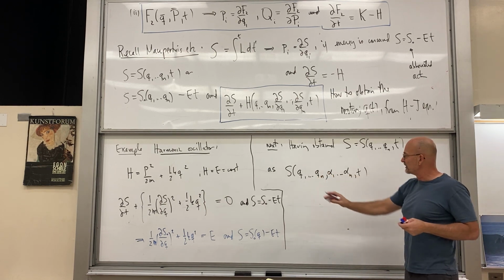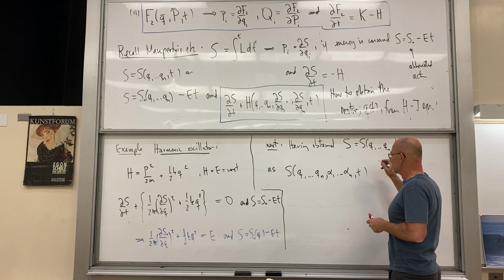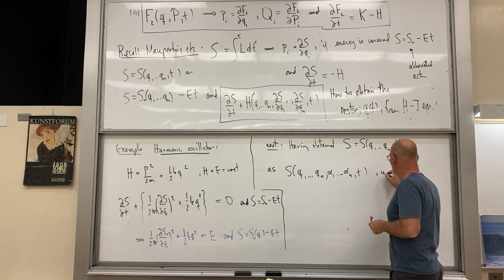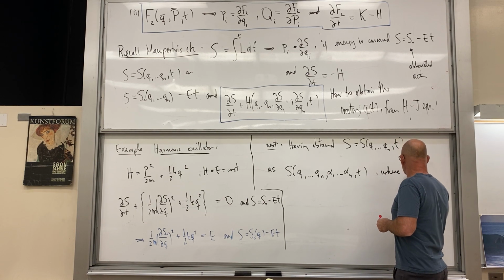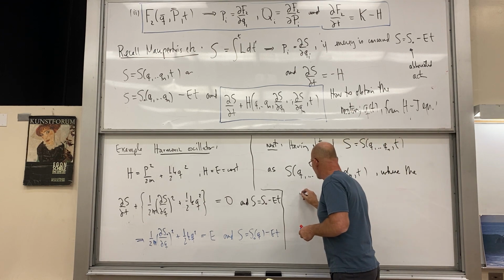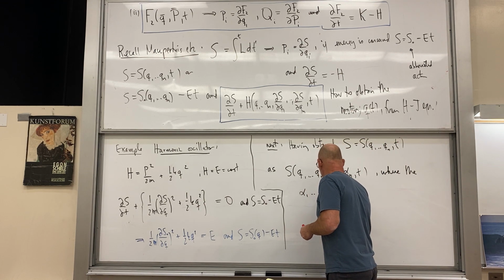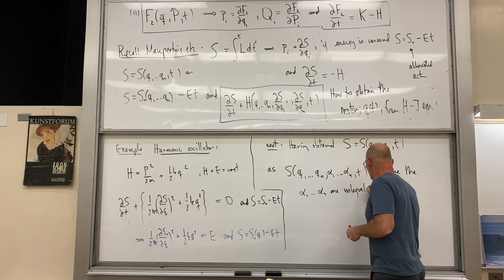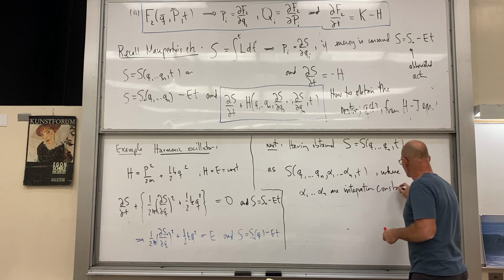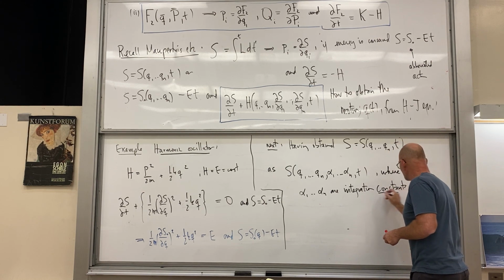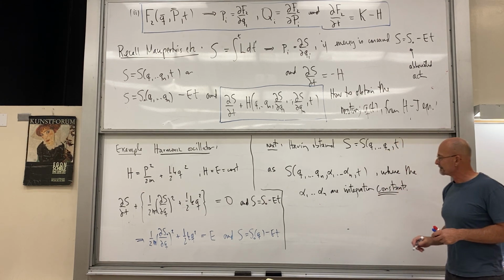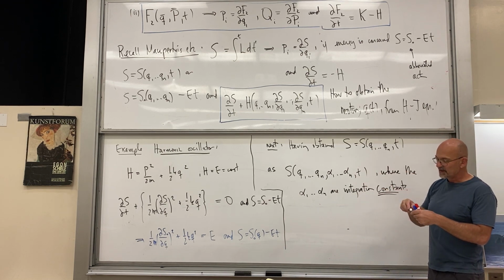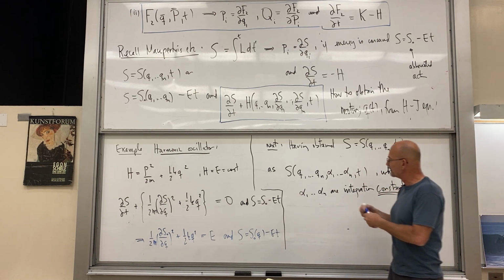of n variables, where the alpha 1 to alpha n are integration constants. Very important that they're constant. They're integration constants. So this is the solution we actually obtain. We get something in this form right here.